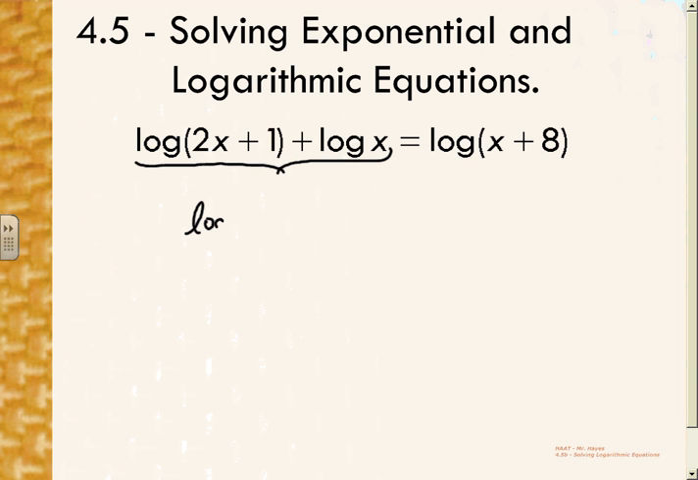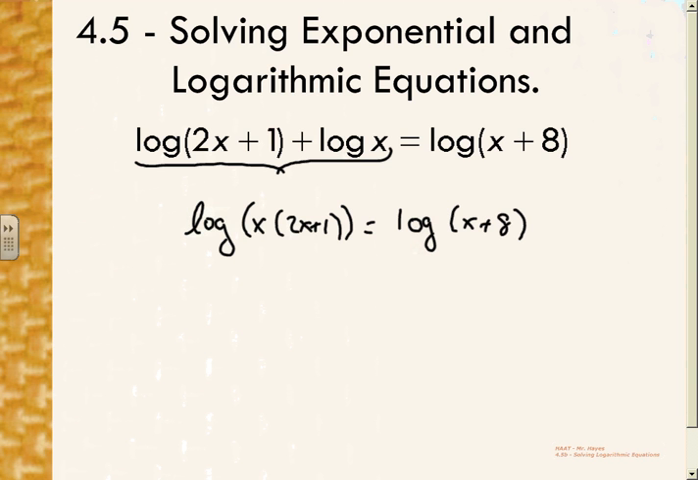So this is going to turn out to be the log of x times 2x plus 1. And you might have written it as 2x plus 1 times x. Doesn't matter. Then equals log of x plus 8.